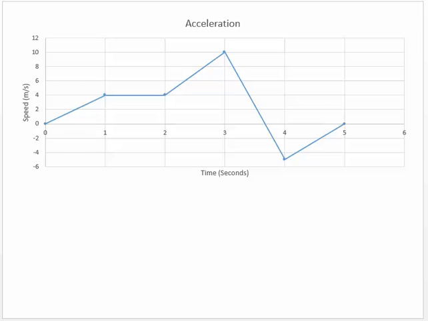Okay, so let's look at an acceleration graph. All right. Well, from the equation, acceleration equals Vf.